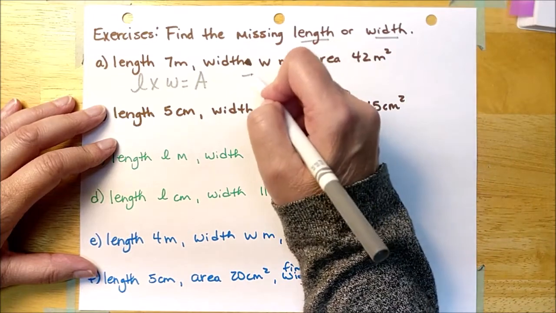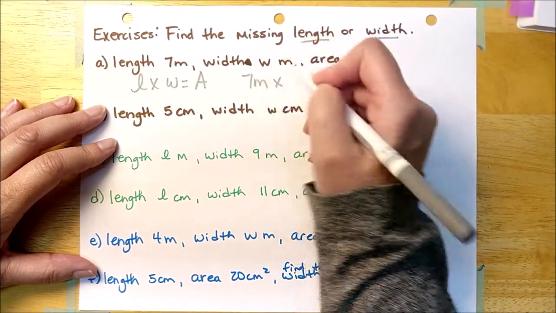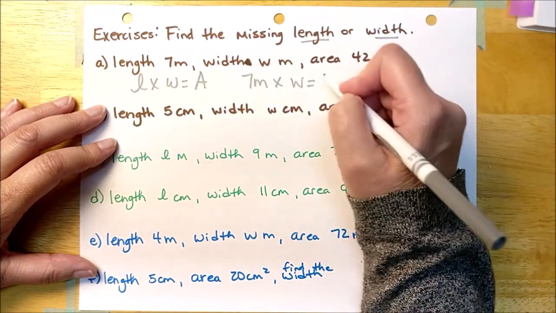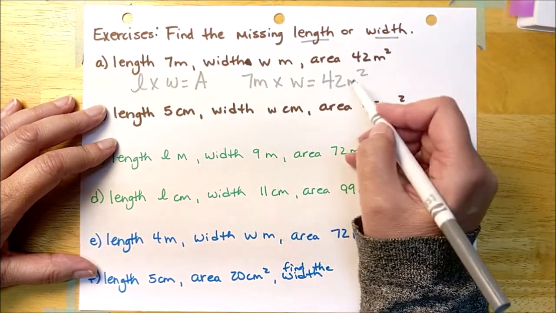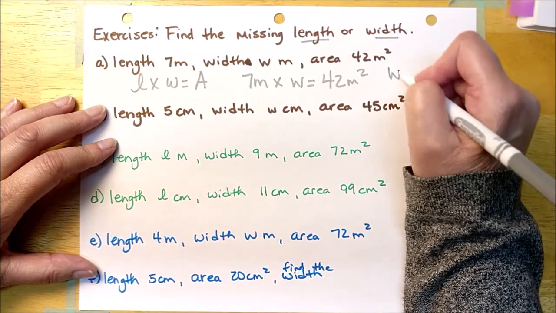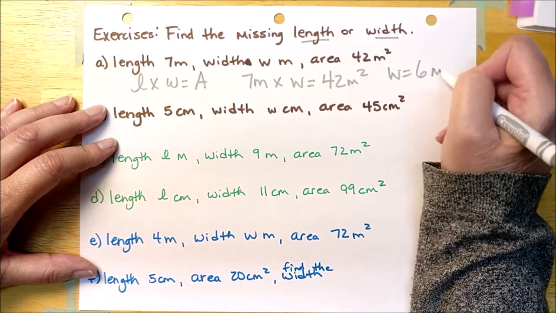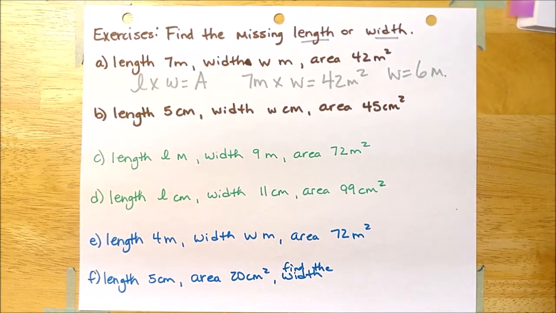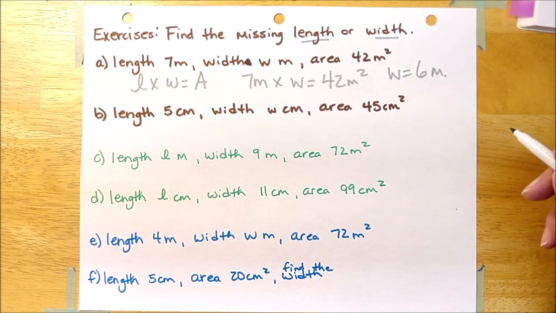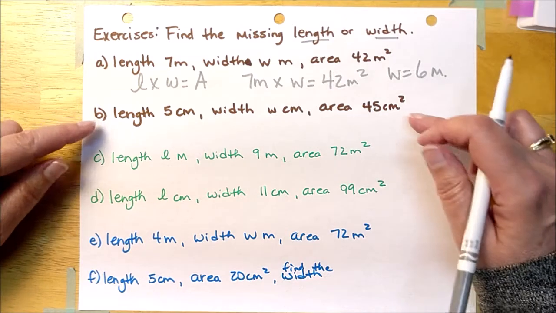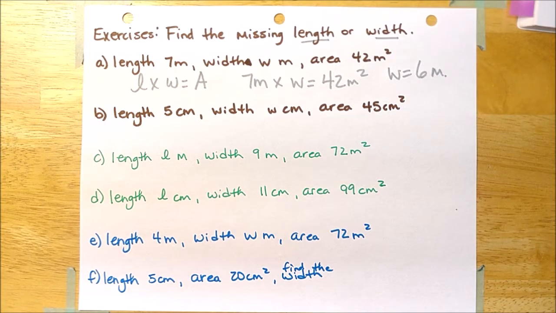So I know my length, 7 centimeters, times I don't know, equals 42 meters squared. So 7 times what equals 42? So I would find out that my W equals 6 meters. So it will be 6 meters squared. 6 meters, sorry. And so I'd like you to pause the video and see if you can figure out these other ones. See if you can figure out what the missing width or length is. So pause.